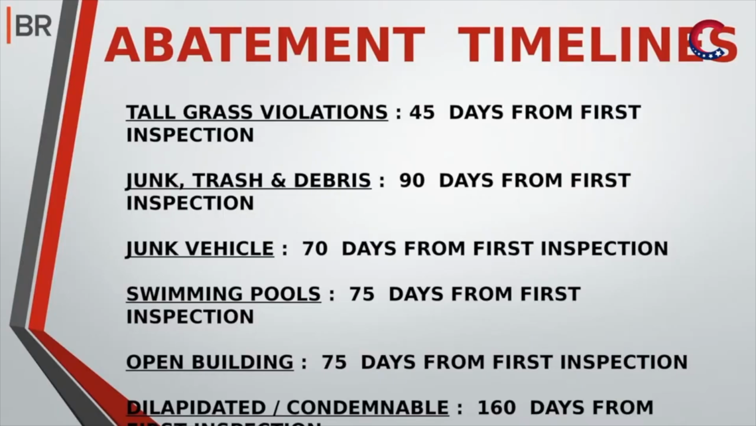Here you can see the time frames, which would probably be the fastest that we could get to some of those. Obviously, we're a little behind the 45 days right now on tall grass, but we're working on getting that. Junk, trash, and debris, and junk vehicles: once we get that court order, we're sending that to law enforcement. So the sheriff's office and BRPD are the ones who are actually towing those vehicles for us. Open buildings and swimming pools all go to blight court, and we're getting those out to contractors because we're really not able to do those in-house.